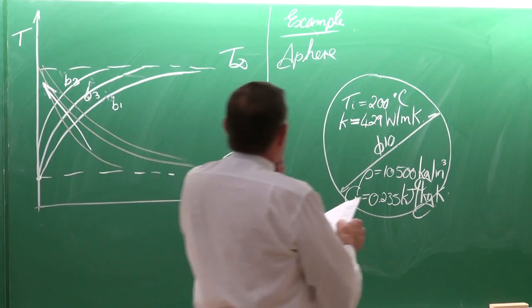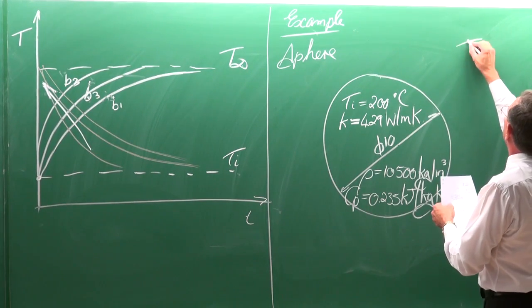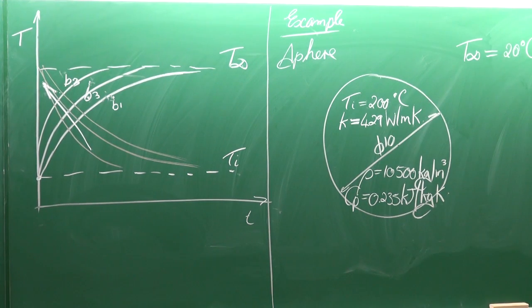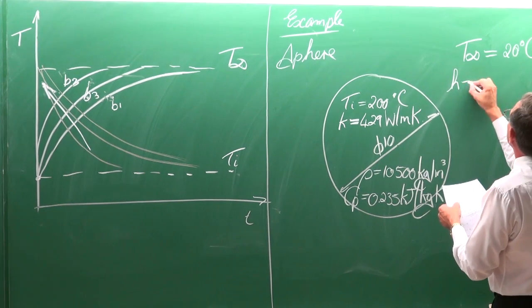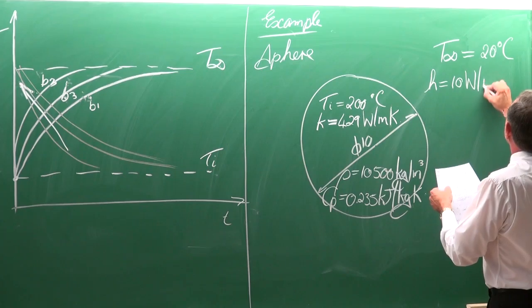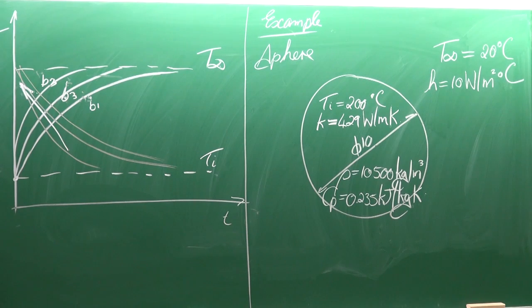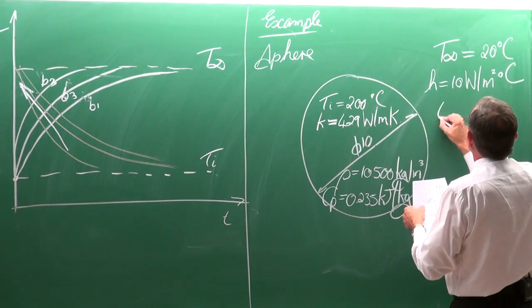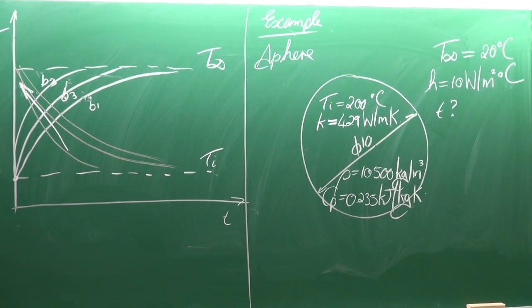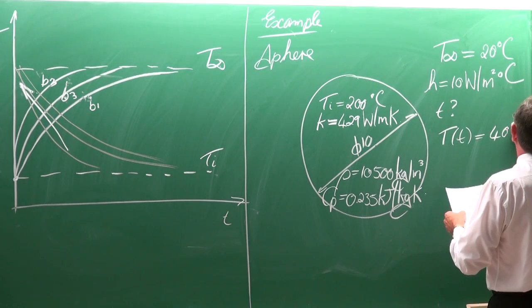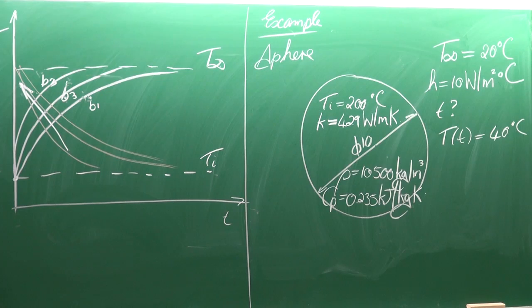Okay. Right, so there's the ball bearing, and the ball bearing at t equals 0 is exposed to an environment where the temperature is 20 degrees Celsius. The heat transfer coefficient is equal to 10 watts per square meter degrees Celsius, or Kelvin, it doesn't matter. And we would like to know how long it will take for the ball bearing to get to 40 degrees Celsius. So this temperature, how long will it take to get to 40? Do you all understand the problem?